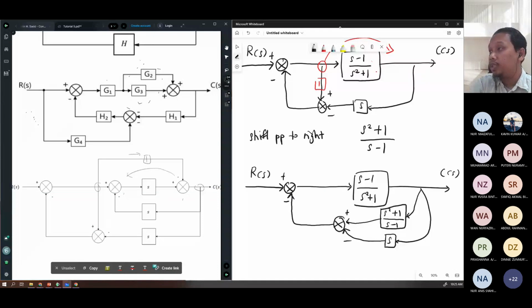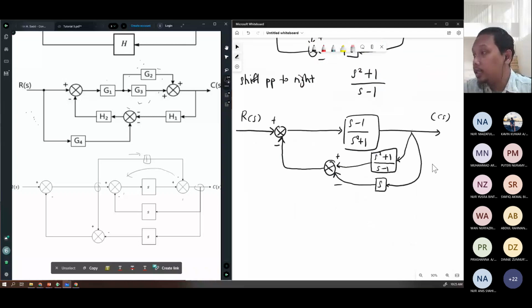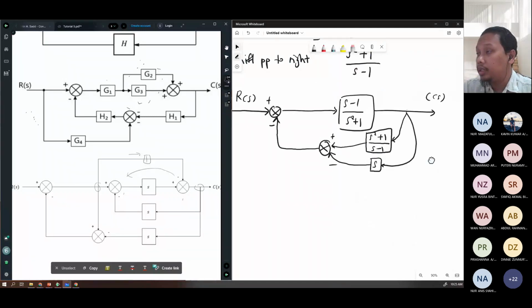So after we shift this, then the line starts from here. Okay. Then from here we can see that the system has become a lot simpler. So these two here, s squared plus 1 over s minus 1 and s, are in parallel. So this is negative here.